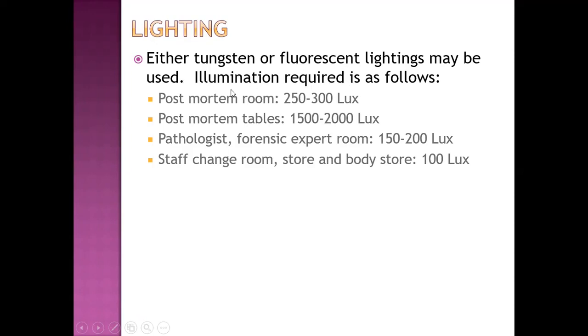Illumination required is as follows. For postmortem room, in general, 250 to 300 lux, but for postmortem table, it should be 1500 to 2000 lux. For pathologists and forensic expert room, it should be 150 to 200 lux. For staff change room, store and body store, it should be at least 100 lux.